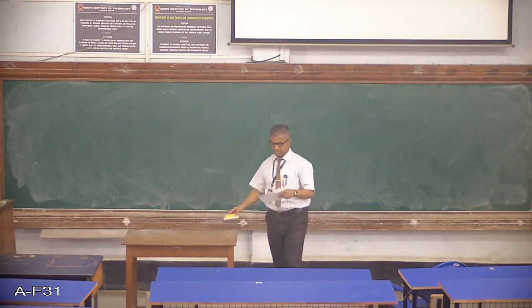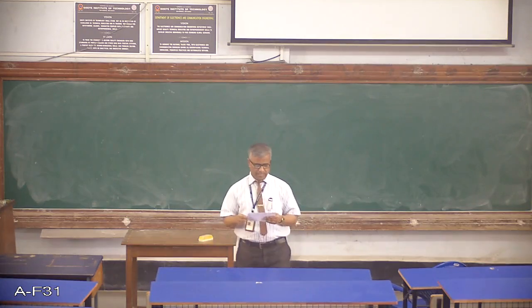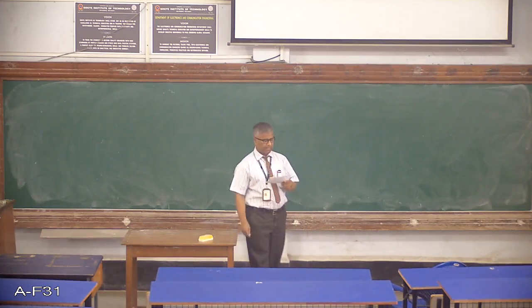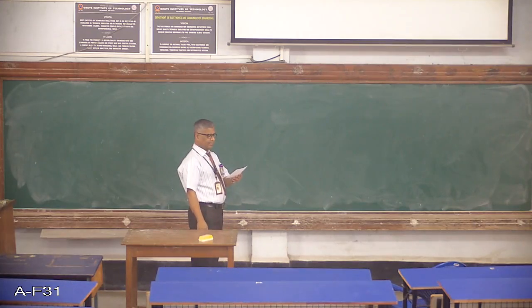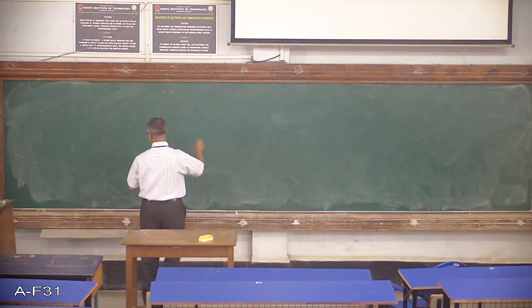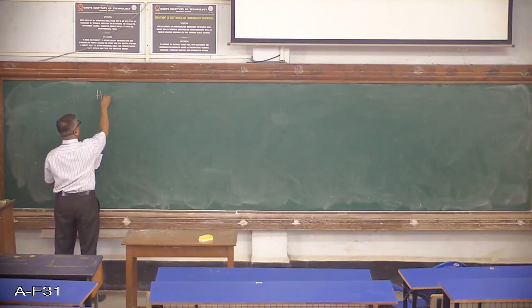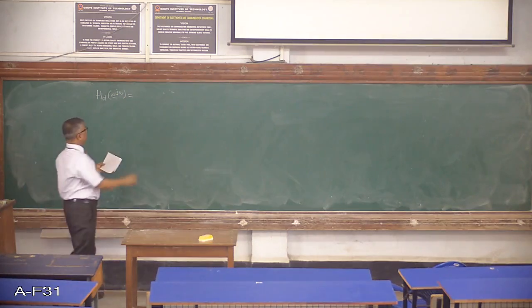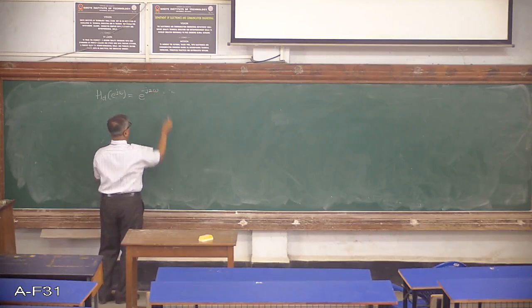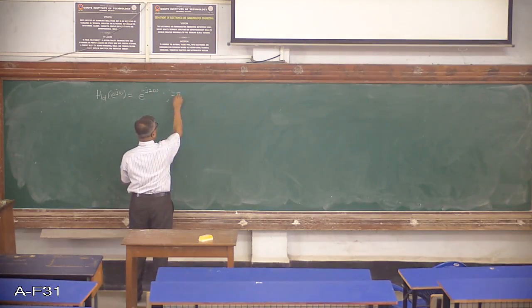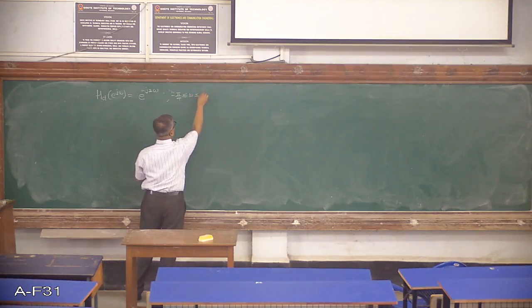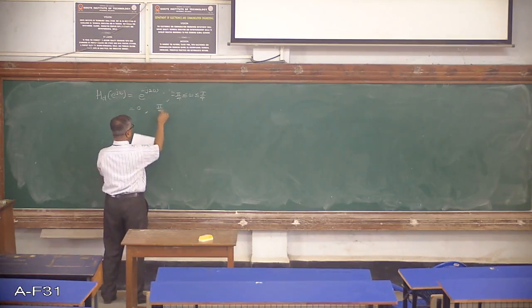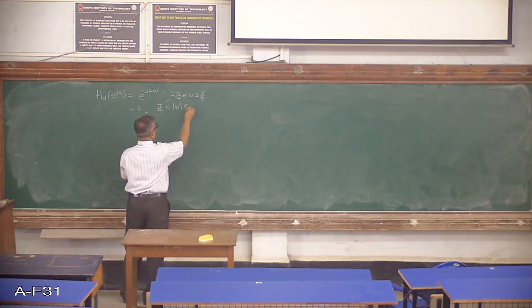The problem statement is like this: design a FIR digital low pass filter whose desired frequency response is Hd of e to the power j omega equal to e to the power minus j 2 omega for the frequency range minus pi by 4 less than or equal to omega less than or equal to pi by 4, and it is 0 for the range pi by 4 less than or equal to mod omega less than or equal to pi.